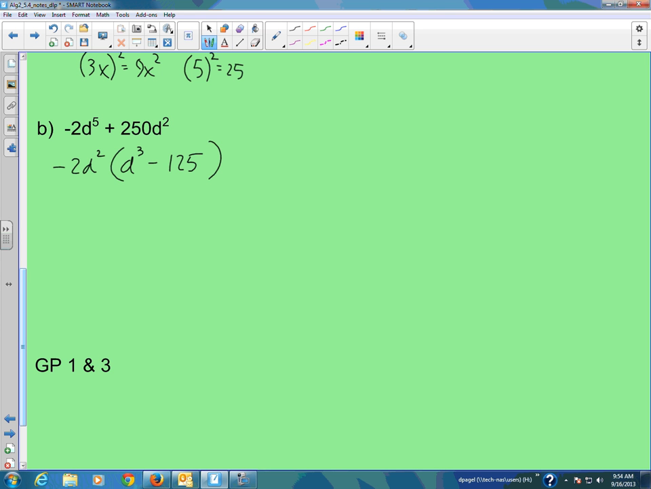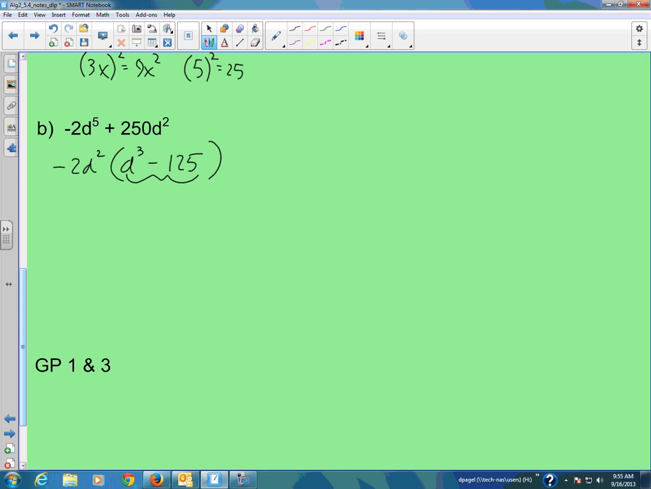So when you first looked at the problem, you might have said, oh, well, we've been working with sum or difference of cubes, that's what this must be. But you cannot forget the very first thing we talked about in this lesson, which was pulling out GCFs. So I don't have a sum or difference of cubes until I pulled out that negative 2d squared. And now, here, I have a difference of two cubes.